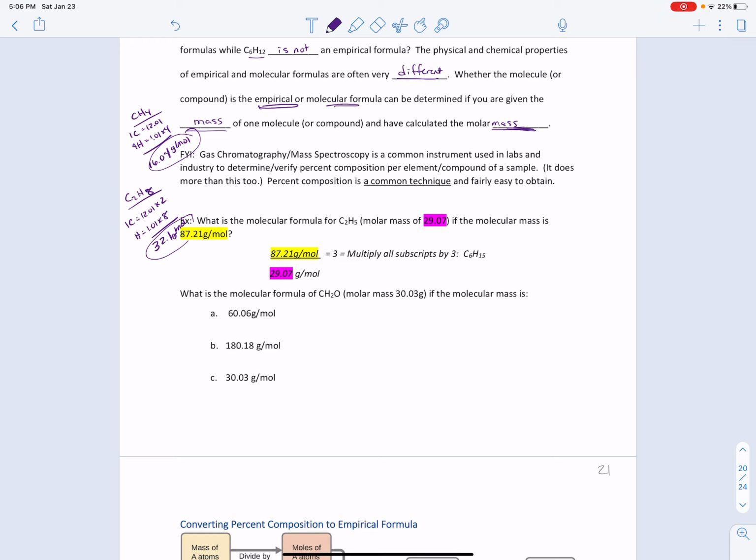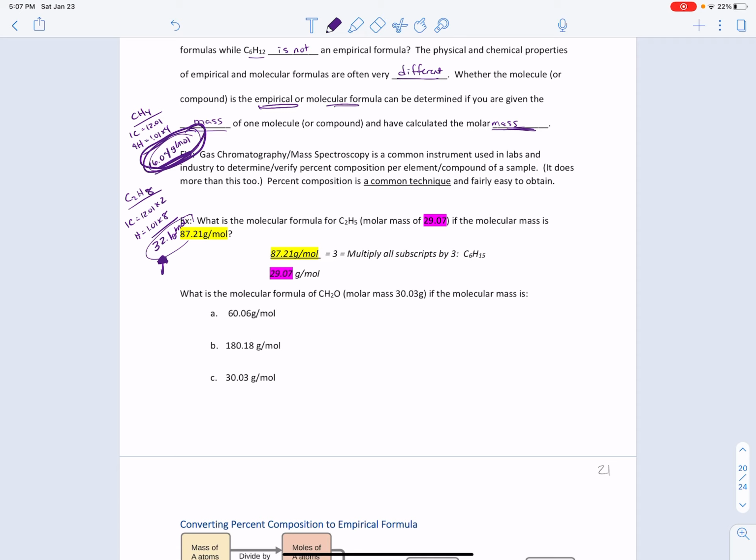So let's say that someone says, hey, I found a molecule. It weighs, the mass of it is this much. Is it the empirical or not? And I know that the empirical formula of it has that mass. I can say no. It should have this mass if it's the empirical, and it's going to have a different mass if it's the molecular. We're going to practice this right here.